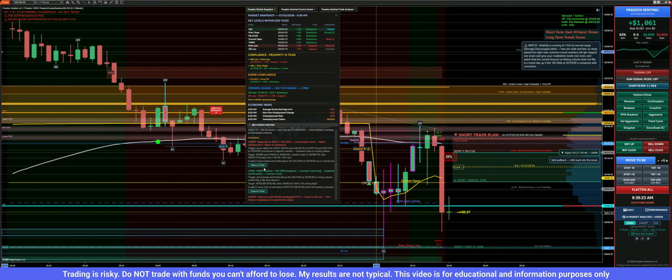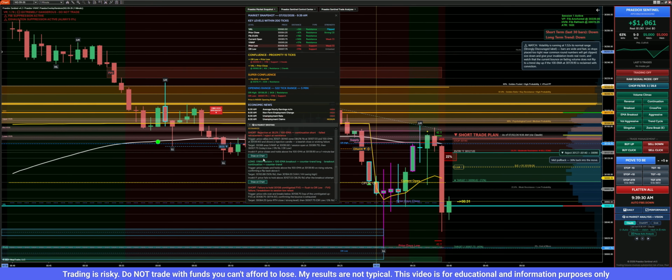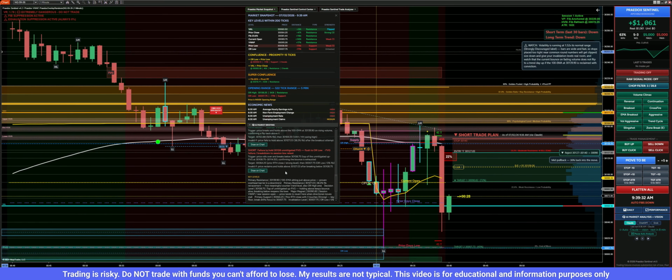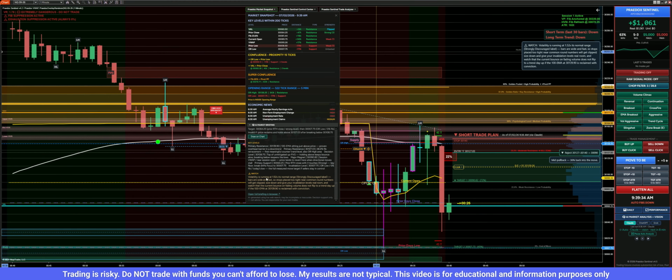And then here's your scenarios, right? It'll give you a little paragraph on the scenario, the plan, and you could draw it on your chart by clicking the button. And it'll give you your key levels and then a watch statement, right? So it's basically saying your volatility is running at 1.5 times its normal range, strongly discouraged, right? Bars are wide and fast.